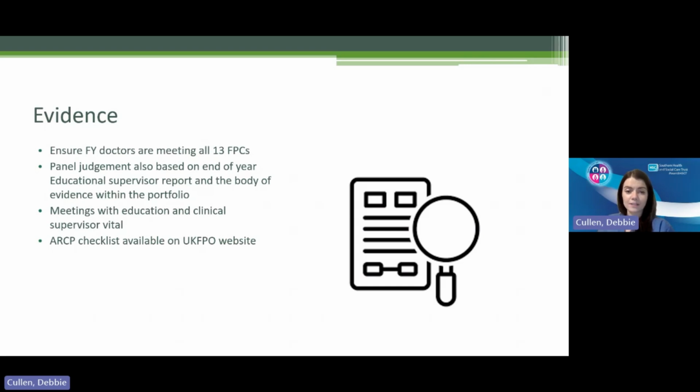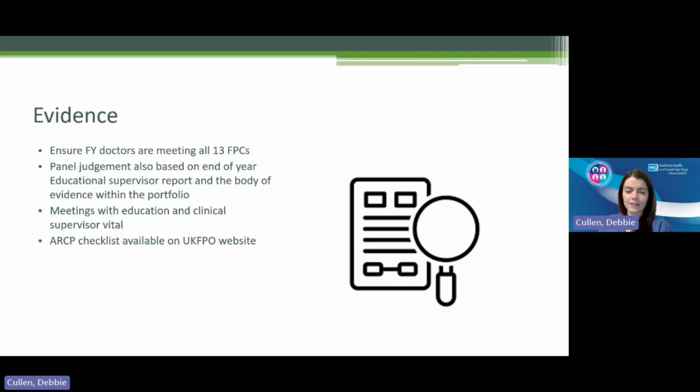And the ARCP checklist, which I know Dr. Eakin had mentioned, is available on the UKFPO website. And if you're struggling to find that, I'm sure your local medical education teams will be able to provide you with that as well. I think it's a really good tool, and I would recommend at the end of each of your rotations to have a look at that checklist and make sure that you're really on track of where you want to be in your training year.